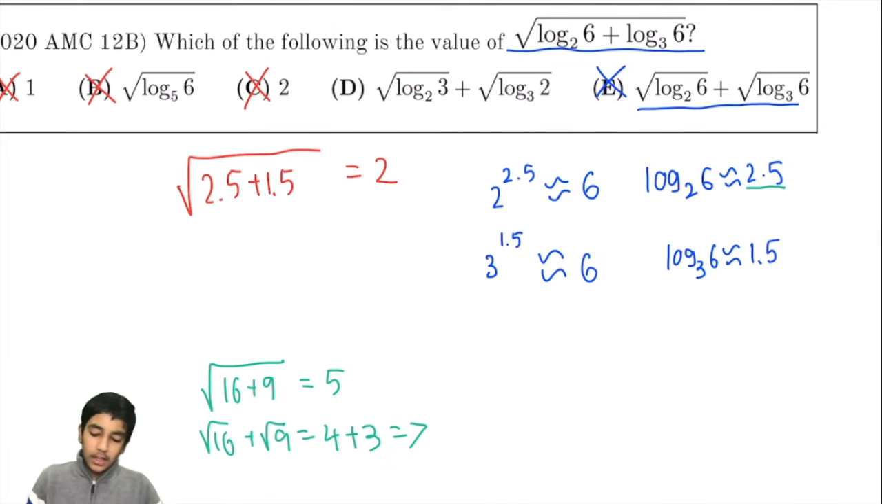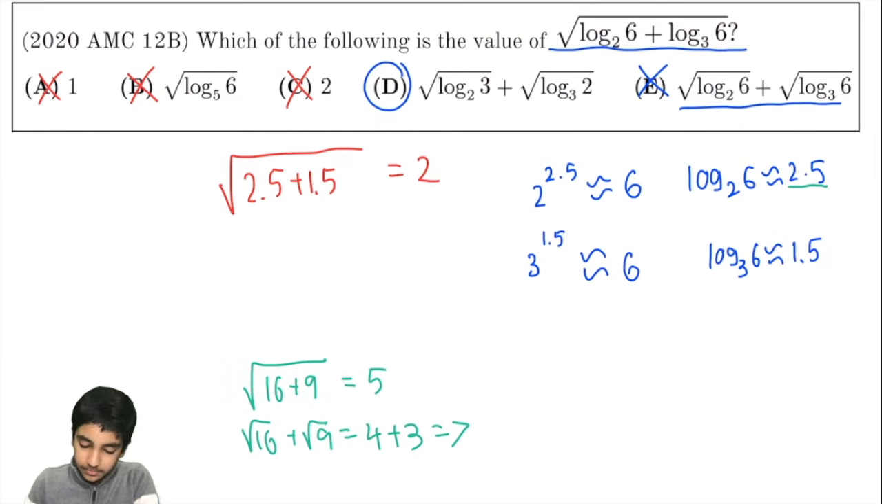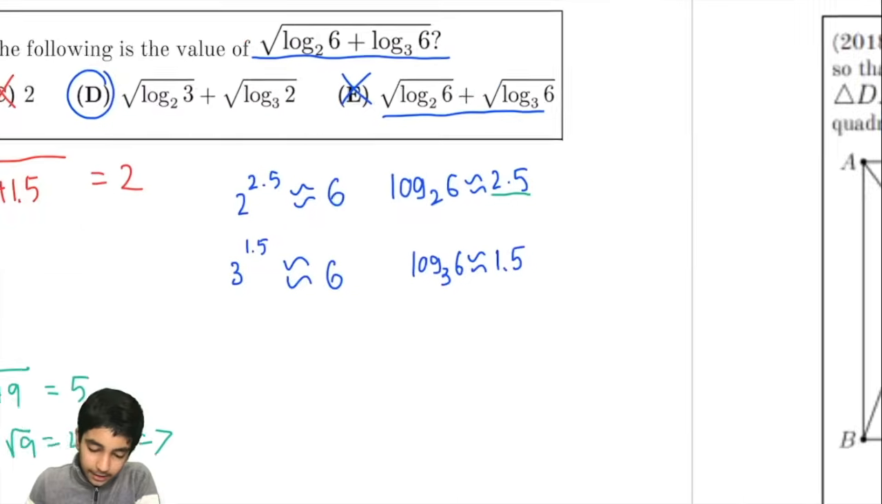So now we just have D, log base 2 of 3 plus log base 3 of 2. Because now we just have this final choice here, we can see that this is the only one that should work. So this is probably the answer for this problem. Okay, so now let's take a look at our next problem.